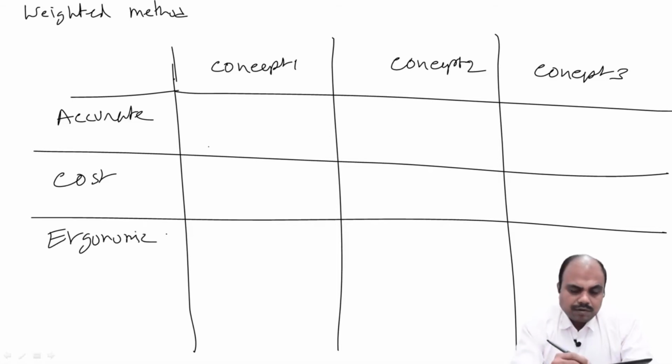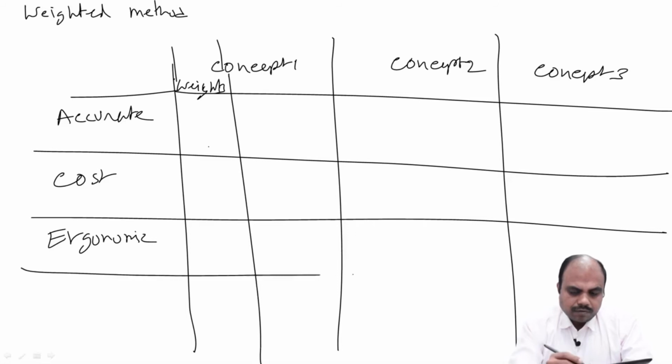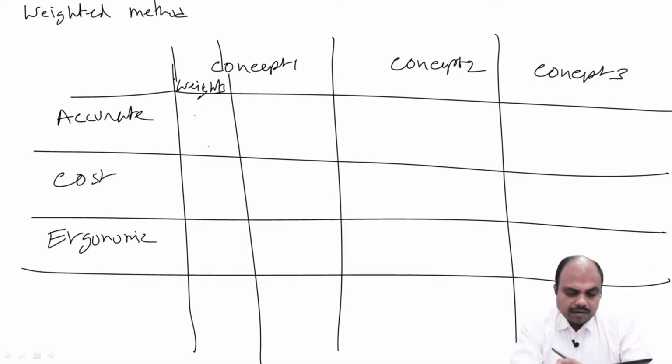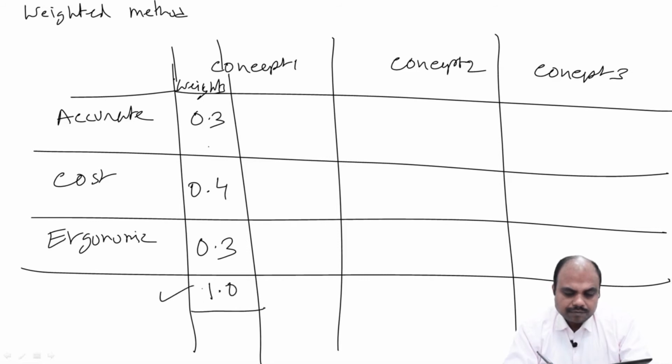So here we are going to use weights. So weights criteria, which is more important among all this? It has to be accurate, but how much important this one is? So 0.3 maybe, and cost you can say 0.4 maybe. Cost is important, and this is 0.3 maybe. So here you will see that the total should be 1.